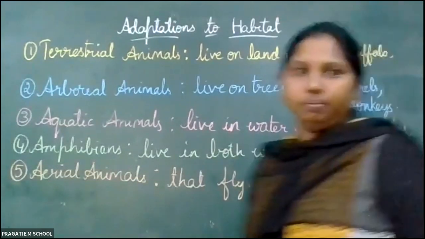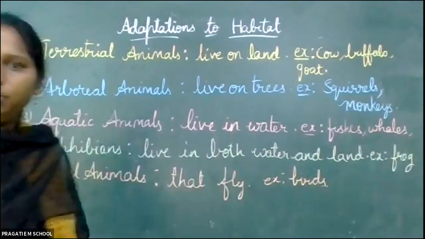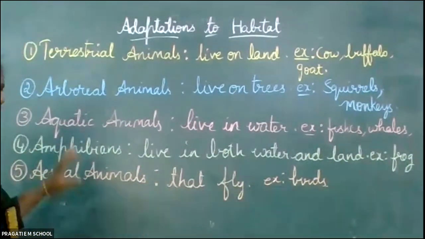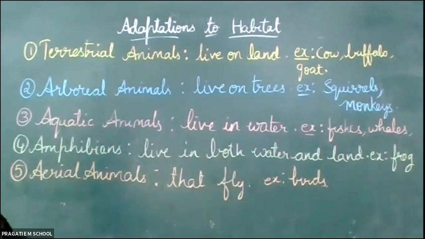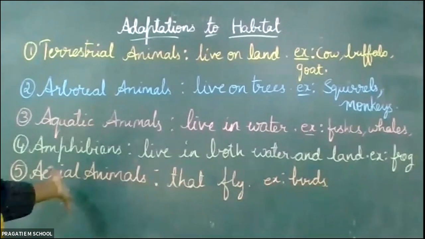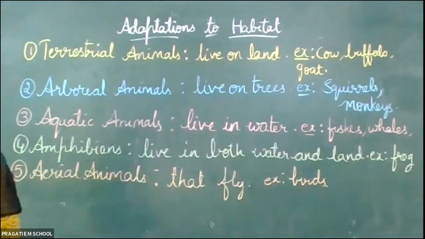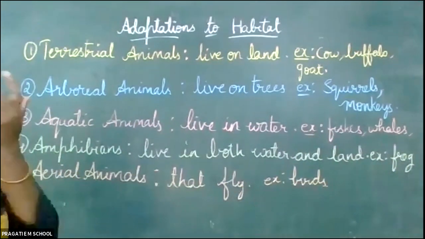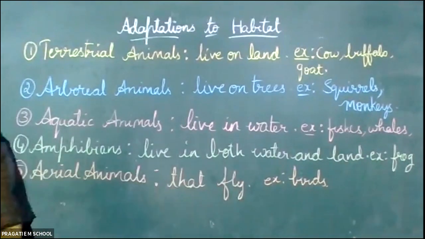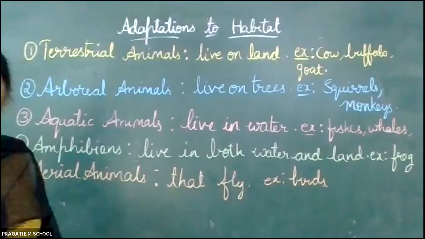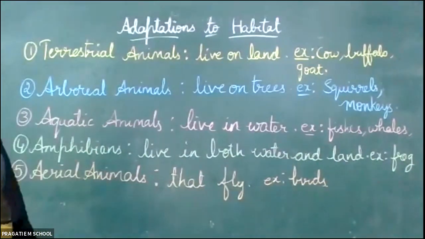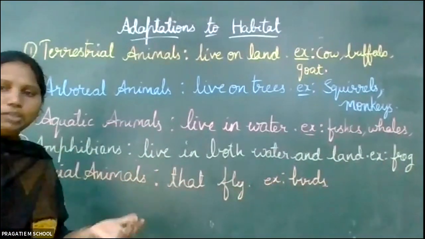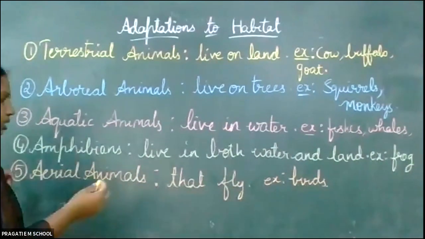Okay, children, over. Very good. In this topic, in the aerial animals, there is one small topic. What is meant by aerial animals? The animals that fly, we call aerial animals. For example, birds. If you observe the birds, in some winter months many birds fly from one place to another place, for food and shelter. That we call migration.